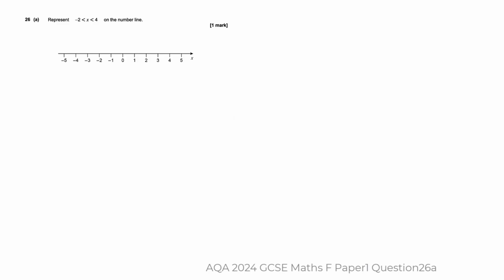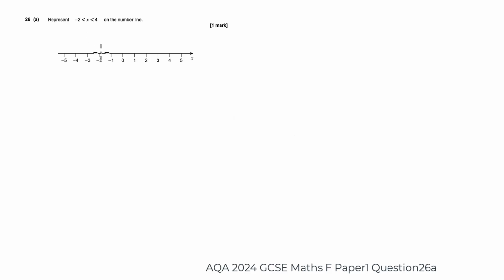So here we have question 26, and we're given a number line and we're asked to show all the numbers that lie between -2 and 4. That's all the ones from here all the way up to here. Now, the important point here is that we don't want -2 and we don't want 4. These are strictly less than signs. They don't have an equals in there.